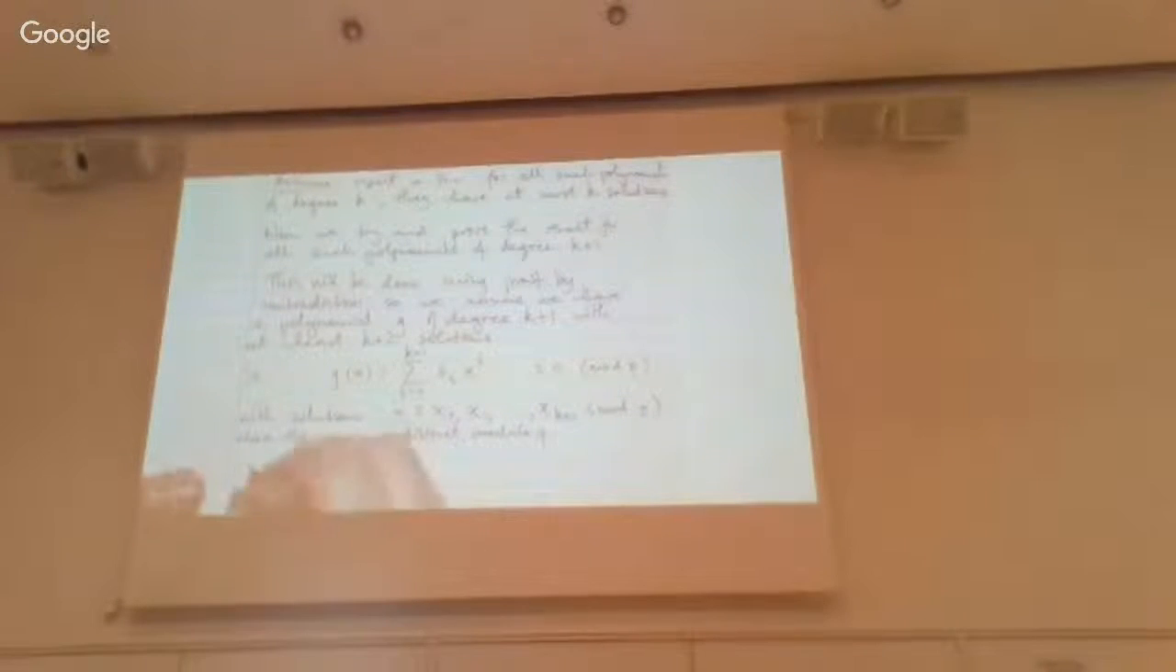So we will show that this G, this polynomial with these supposed solutions, is a contradictory object. It cannot exist.